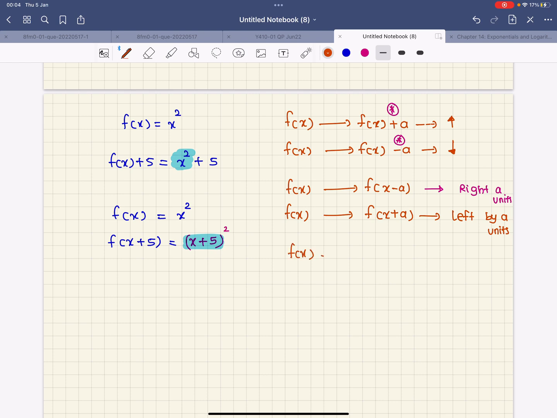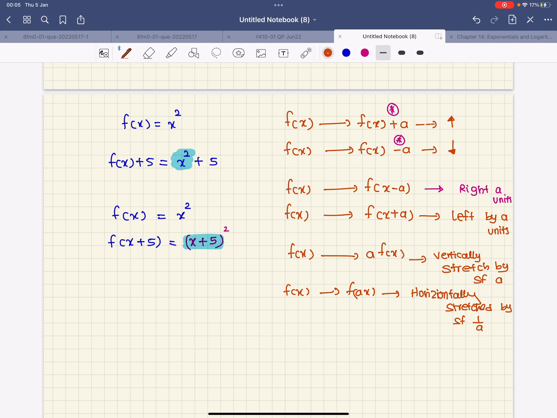Let's say if a function is becoming a f(x), this one is vertically stretched, so the graph is vertically stretching by scale factor a. But if I give you f(ax) within the bracket, so every x is becoming now ax, this is horizontally stretching, but by scale factor 1 over a.